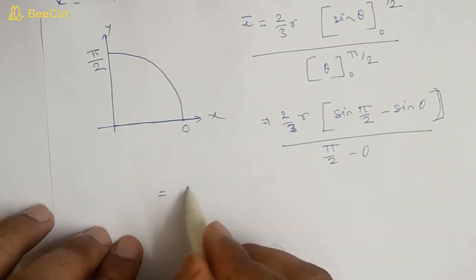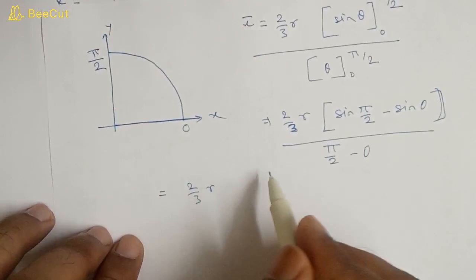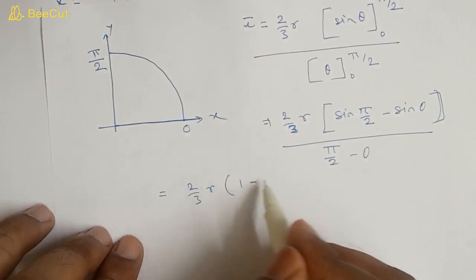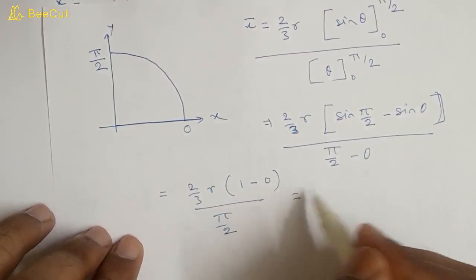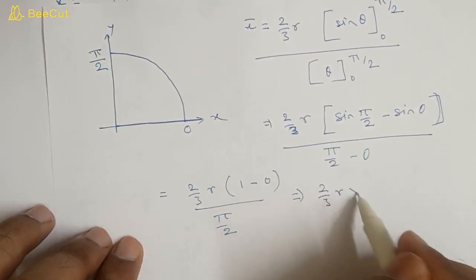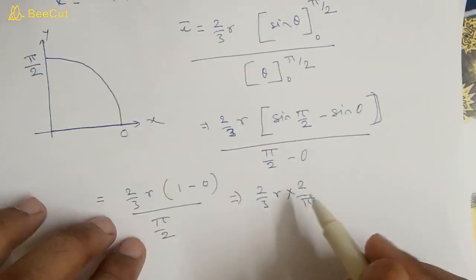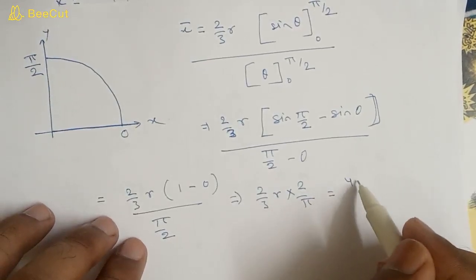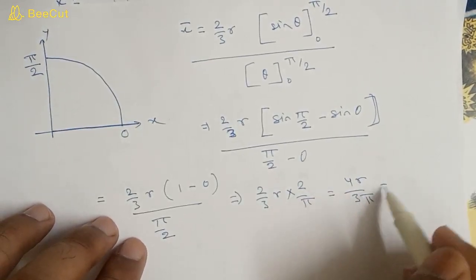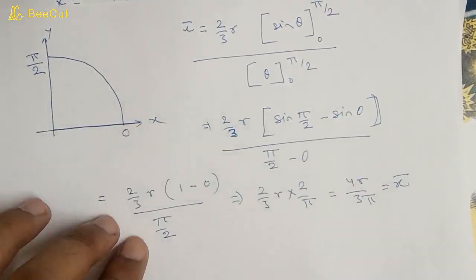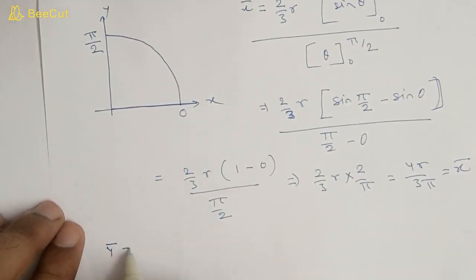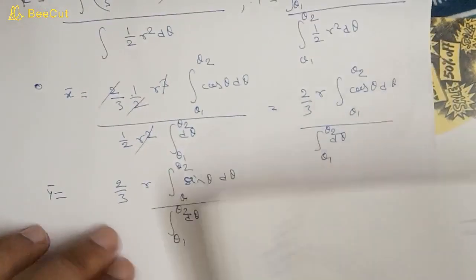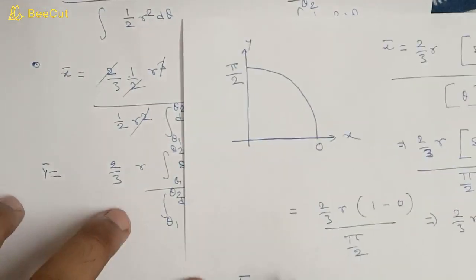So we will get 2 by 3 r into sin pi by 2 is 1 minus sin 0 is 0, divided by pi by 2. So we will get 2 by 3 r into 2 by pi. So we will get 4 r by 3 pi. This is x bar, the x coordinate of the centroid. So what will be the y coordinate? Y bar is, from here we can see, 2 by 3.